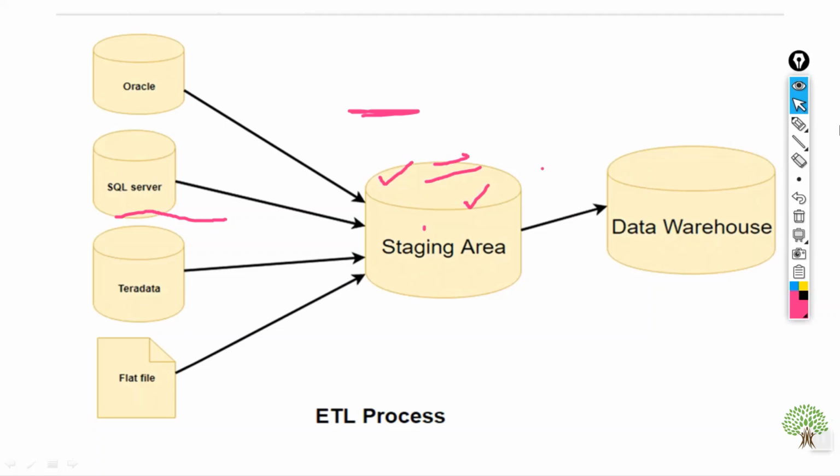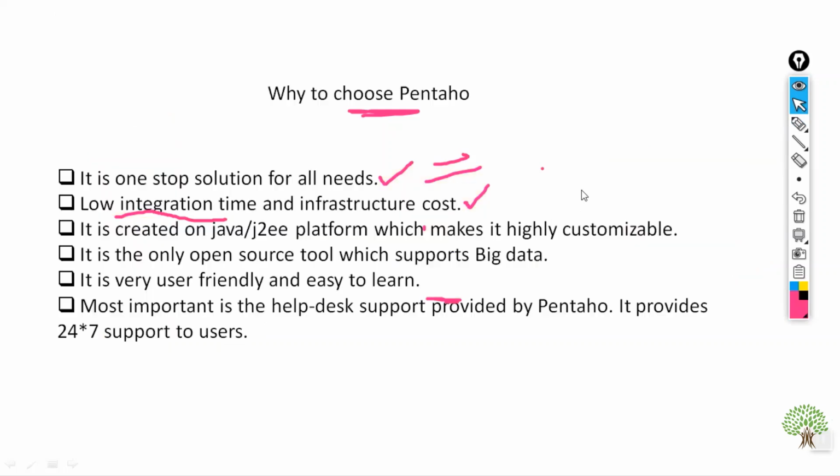As I was telling you, when we fetch the data from different sources, that data may come in raw format. So we need to validate the data so that we can load the cleansed data in the data warehouse. Pentaho takes very little, or very less, integration time to perform the process. So this is the second reason to choose Pentaho.